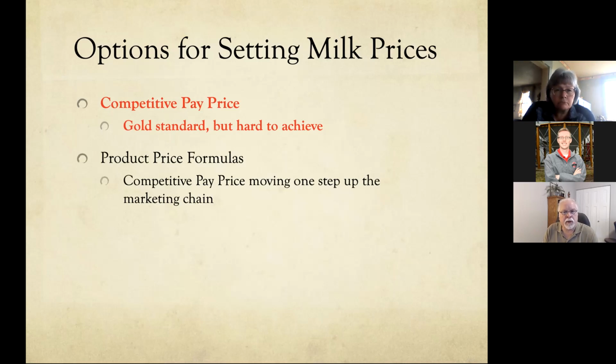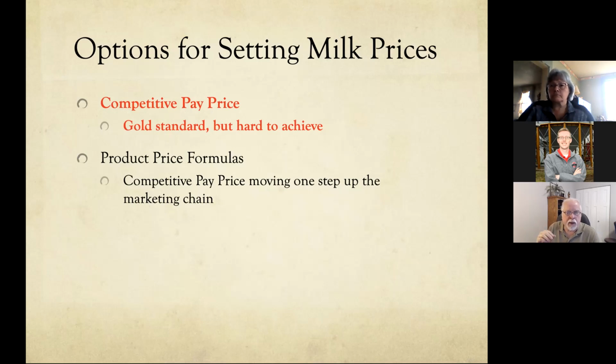Product price formulas are what we actually use today. And it's a competitive pay price still, but we have to move up the marketing level one notch. If you're thinking about, well, let's just survey our cheese manufacturers or our yogurt makers or fluid plants and see what they're paying for milk, but we're going to use that to tell them what to pay, that's circular.